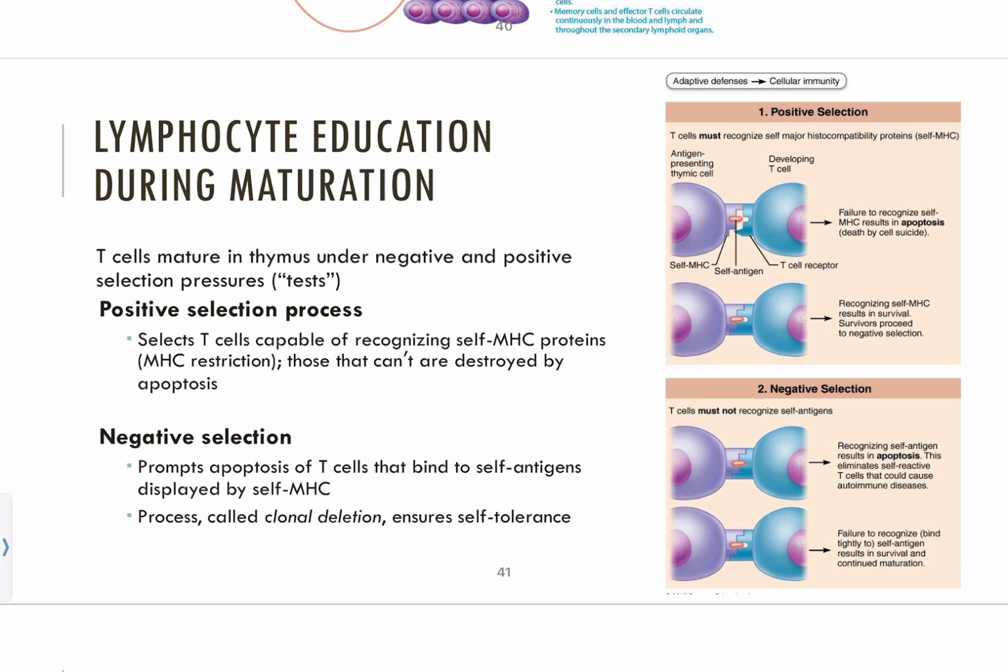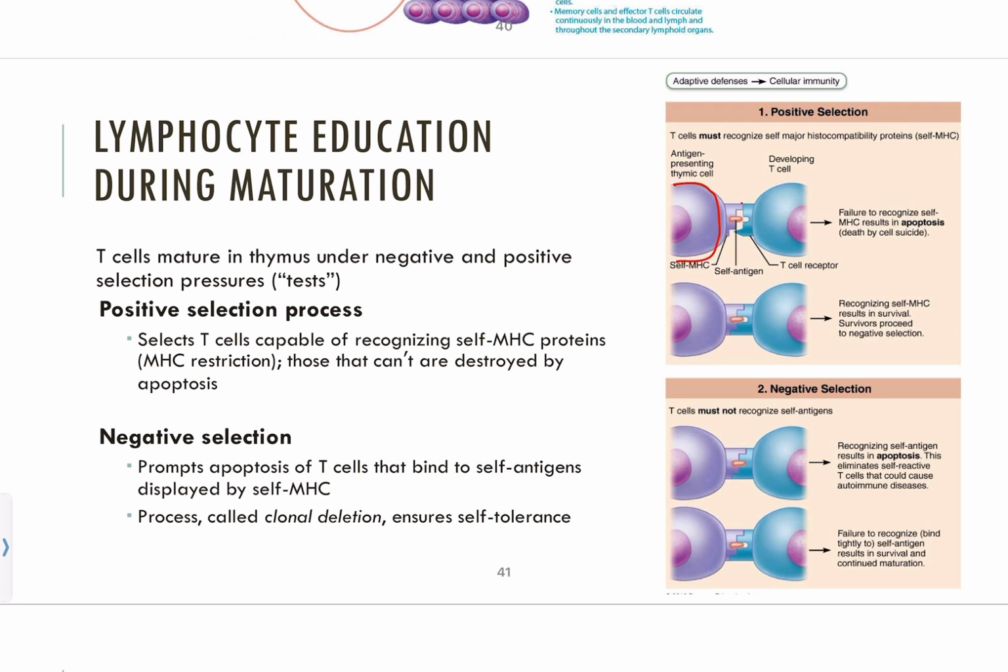Basically, we want to make sure that it is capable of recognizing our self-major histocompatibility complex, or MHC proteins. If they can't recognize the MHC complex as being our own, then we actually need to get rid of them, and they'll undergo apoptosis. So here's an antigen presenting cell here in purple.